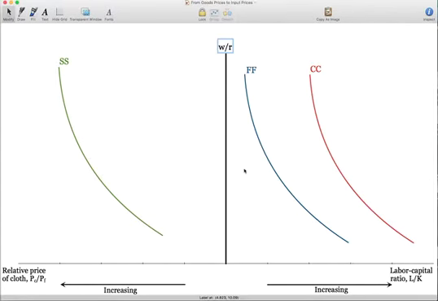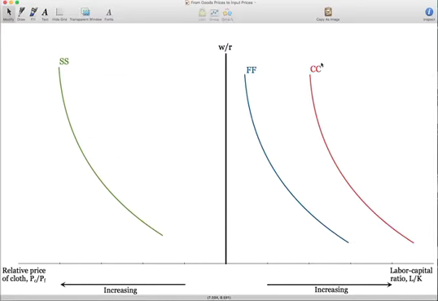So the main things we're looking at are the relative wages to the rental cost of capital. We're taking a look at the labor capital ratio, and we're taking a look at the relative price of cloth with respect to food. So let's take a look at each individual of these sides. Over here, this represents food production, FF, and we have cloth production represented in red.